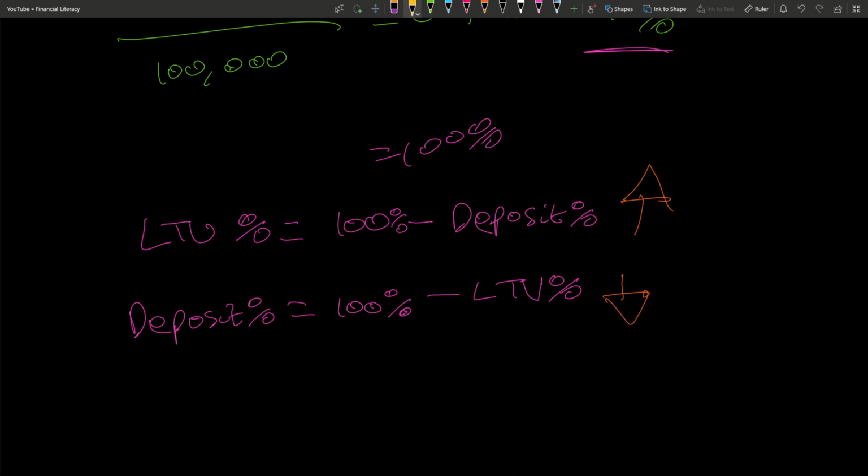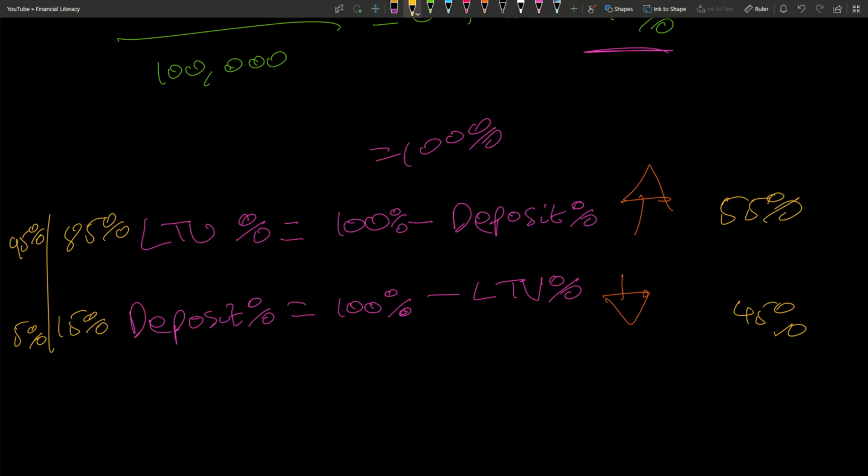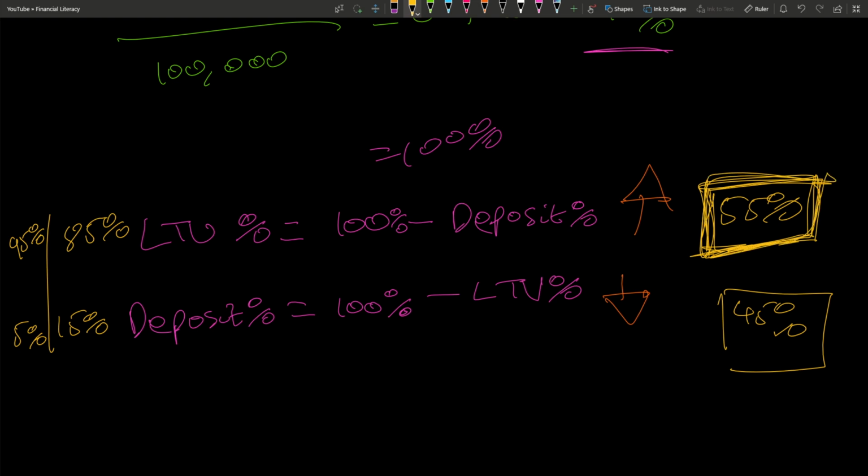Let's do this color. If you have a deposit of 15%, you have an LTV of 85%. If you have a deposit of 5%, you have an LTV of 95%. Let's say you have a deposit of 45%. That means you have an LTV of 55%. That means you are almost putting down the same amount that you are borrowing. Obviously, you would be paying more back than this because of interest. That's the bank's incentive to give you a mortgage.